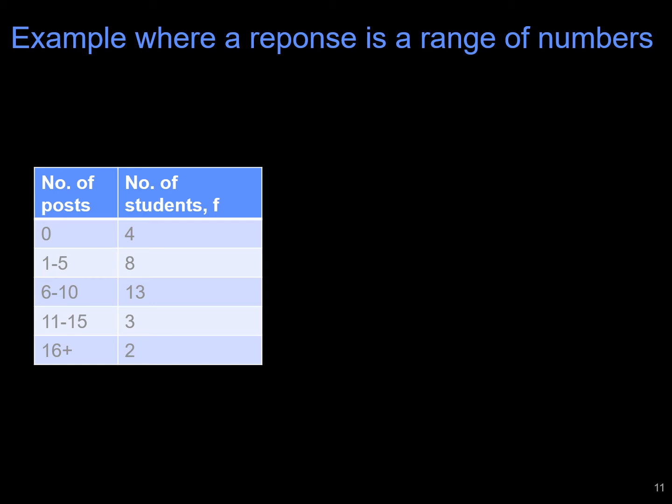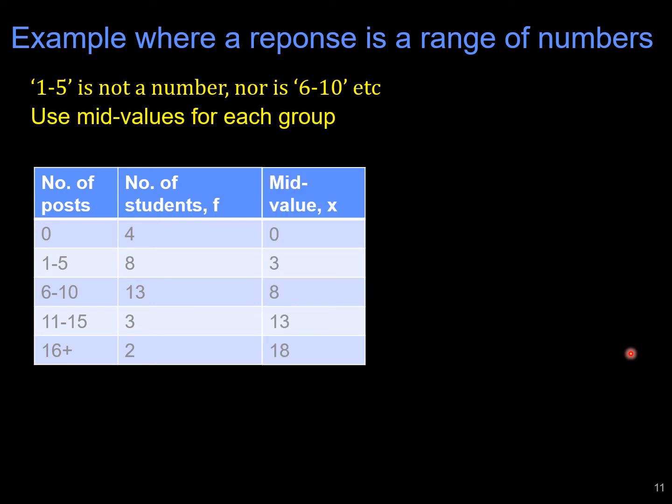Now, this raises problems when we're trying to find the mean, for example, because if you remember, to find the mean, you multiply the frequency by the number. But the problem is 1 to 5 isn't a number, 6 to 10 isn't a number. So instead, what we do is we use the mid values for each group. So instead of 1 to 5, we write that as 3, because 3 is halfway between 1 and 5. 6 to 10, we can use 8. 11 to 15, we can use 13. This one says 16 plus. We don't know what the highest value is here, so usually we can just assume it follows a similar pattern to the earlier groups. So let's assume this is 16 to 20, so the mid value is 18.